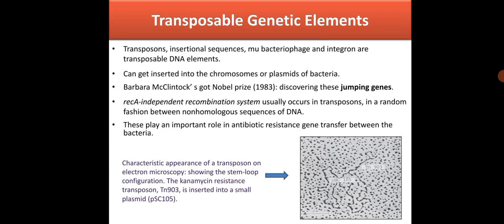Transposons, insertional sequences, mu bacteriophage, and integrons are transposable DNA elements. They can get inserted into the chromosome or plasmids of bacteria. Barbara McClintock got the Nobel Prize in 1983 for discovering these jumping genes. A recombinase-independent recombination system usually occurs in transposons in a random fashion between non-homologous sequences of DNA. These play an important role in antibiotic resistance gene transfer between bacteria.